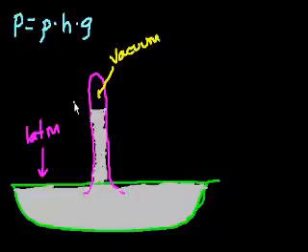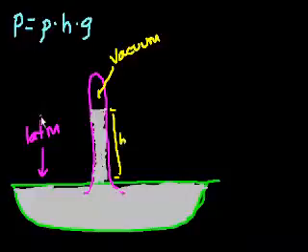Vacuum, one of my favorite words because it has two U's in a row. Anyway, what was I doing? Oh, okay, so we have this set up. So my question to you is, how high is this column of mercury going to go?